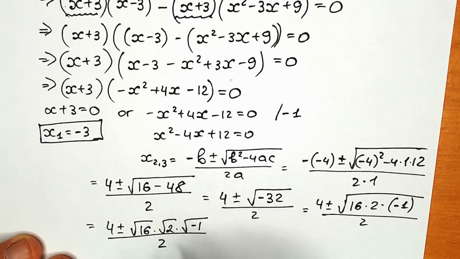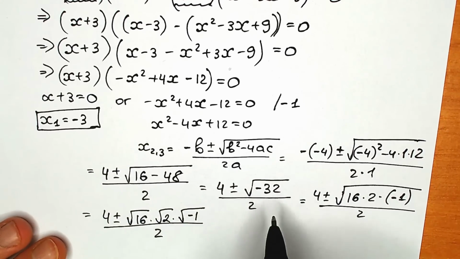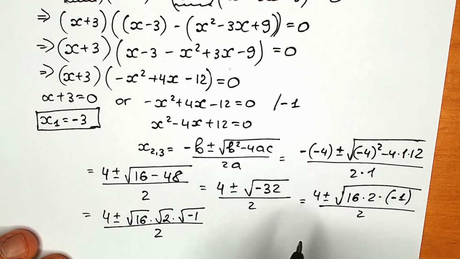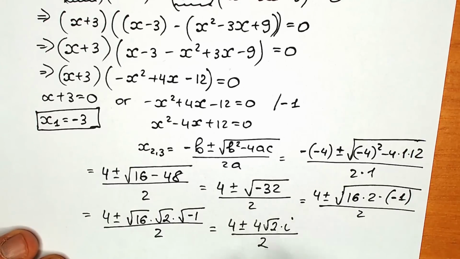This is a basic property of square roots. We can easily write it when we have a product, of course. When we have addition, it doesn't work like that. So right now, the square root of 16 equals 4, and the square root of minus 1 equals i. These are a complex unit, so we have 4 plus or minus 4 times the square root of 2 times i, and we divide all of it by 2.